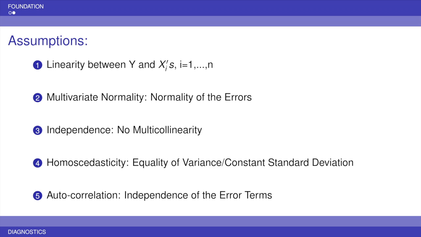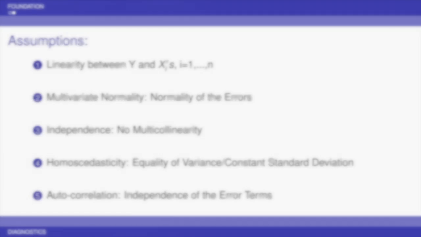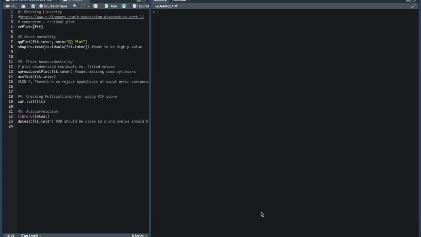First, linearity. Here, we check for a linear relationship between the outcome variable and the independent variables. Second, multivariate normality. This assumption checks for the normality of the error terms. Third, independence. Here we check for multicollinearity of the data. Fourth, homoscedasticity, which is also known as the test of equal variances. And lastly, autocorrelation, which checks for the independence of the error terms. Let's begin by breaking down these assumptions one by one, starting with linearity.